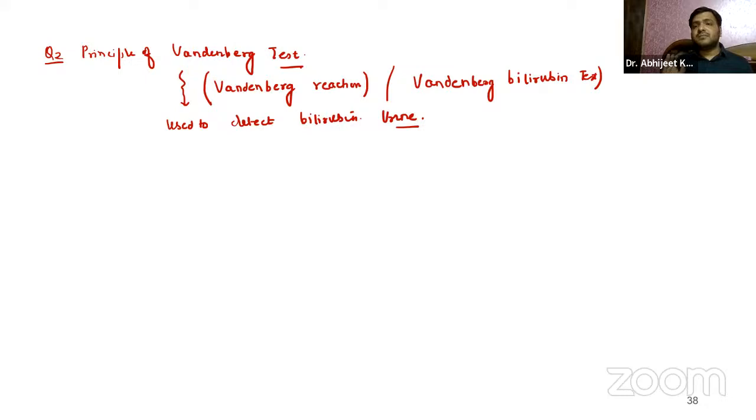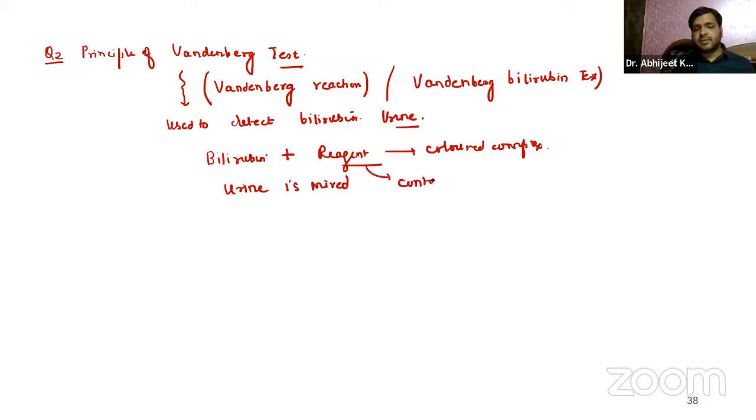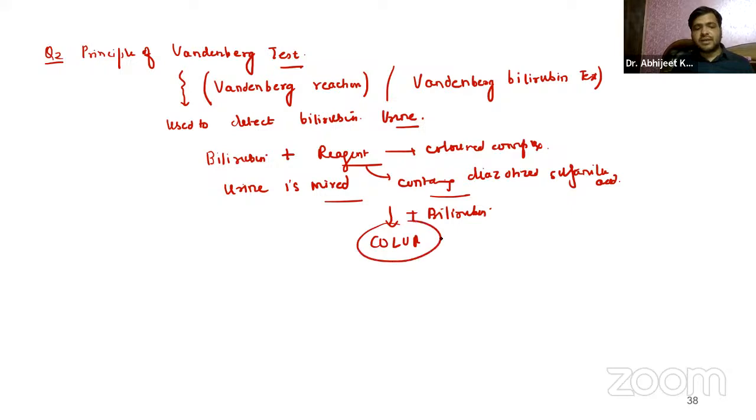Now, guys, remember the principle is based on the reaction of bilirubin with a reagent to form a colored complex. In this test, the urine is mixed with a reagent containing diazotized sulfanilic acid, which reacts with bilirubin to produce a color. The presence of this color indicates a positive result for bilirubinuria.